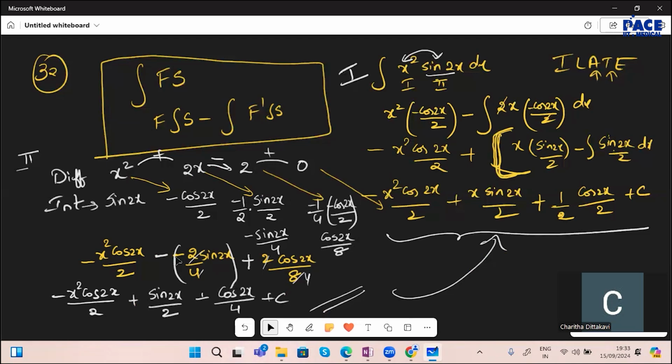Clear? So selection of differentiable and integrable functions is what you need to take carefully. And how do we do that? Whichever stops after a few steps of differentiation, select that as your differentiable function, that is x square. So x square, to 2x. Next, the other one is obviously your integrable function. So steps of integration is what you do. How are you going to do it?